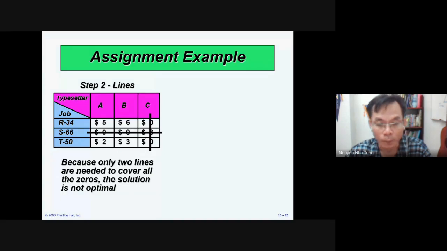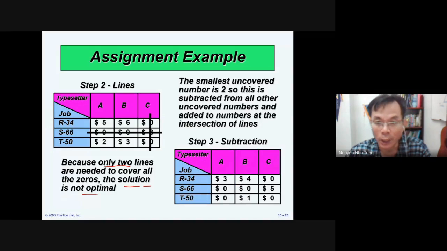So the optimality condition is that the number of lines is the same as the number of columns. But unfortunately here there are only two lines, so the solution is not yet optimal. So what should we do next if the solution is not optimal yet? We need to improve the solution, of course. How can we improve the solution?